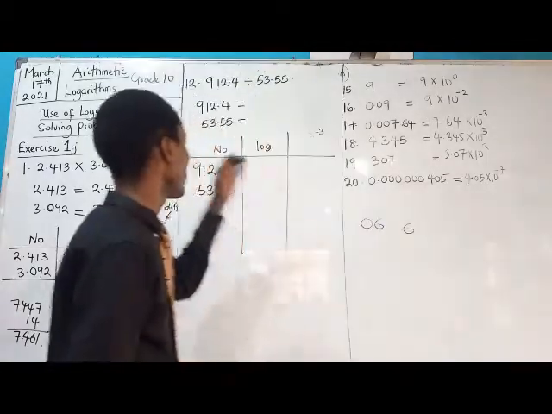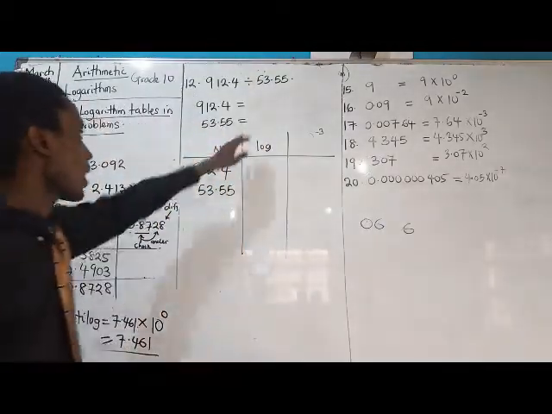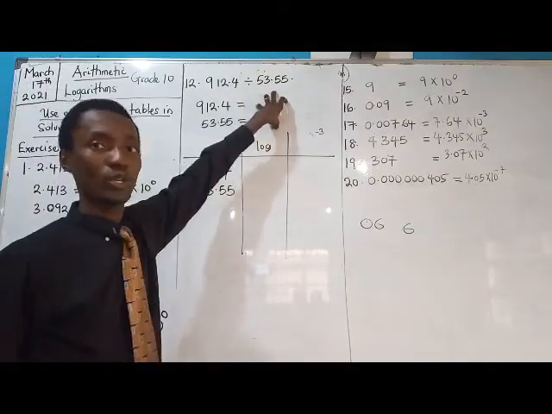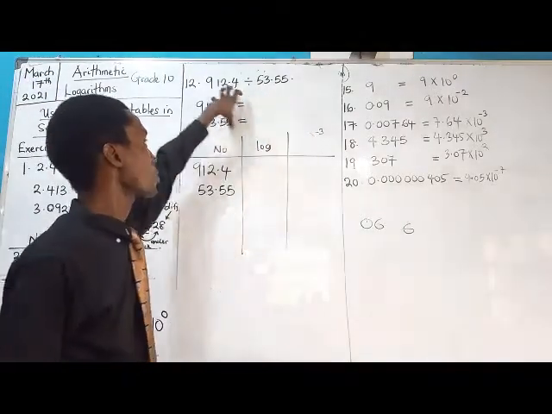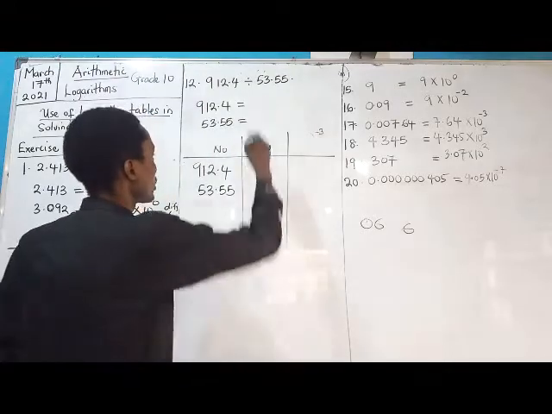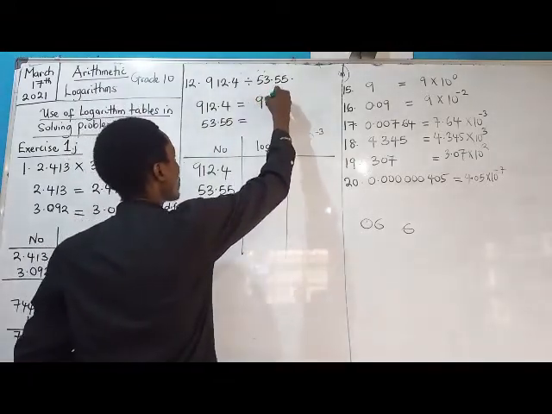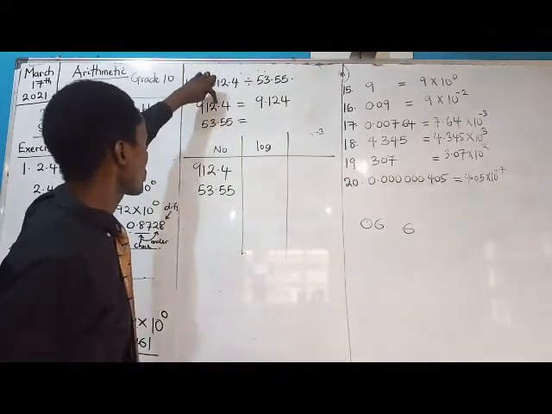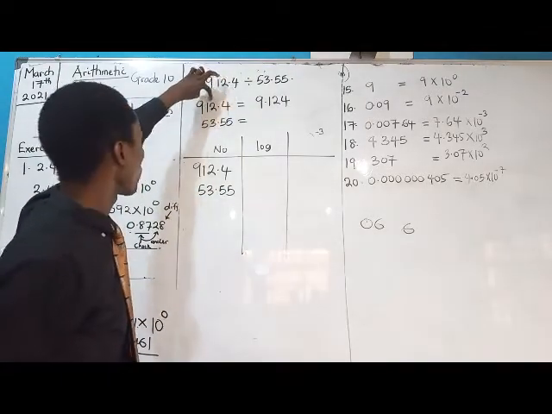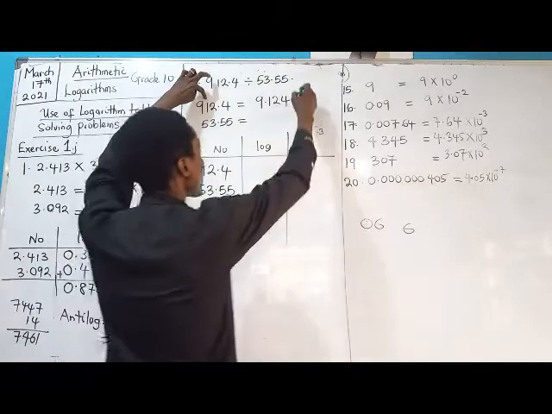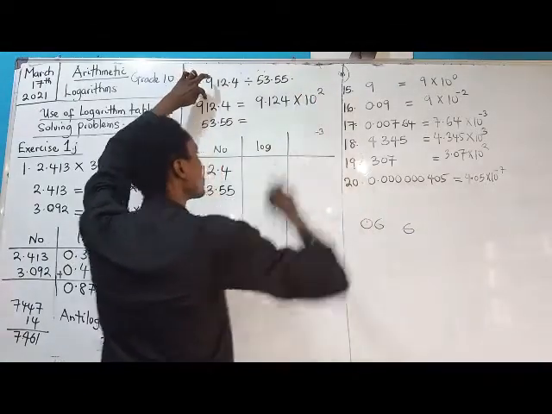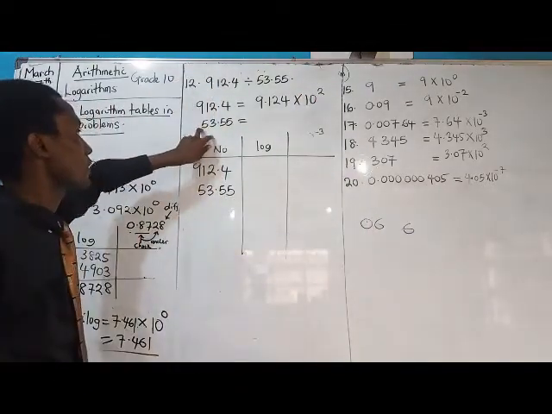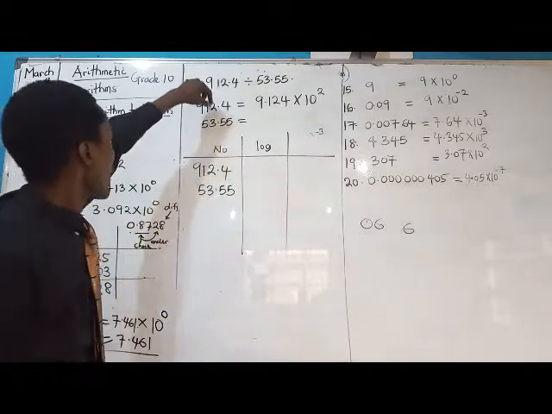Okay, so we go to question 2 on the board. We'll be using our aid because we're trying to use a technique. So the first thing is to write this out in standard form. This will be 9.124. How many steps did I move to make that? I check where the decimal point is and I move 1, 2. Is that not? So that will be times 10 raised to the power of what? 2.